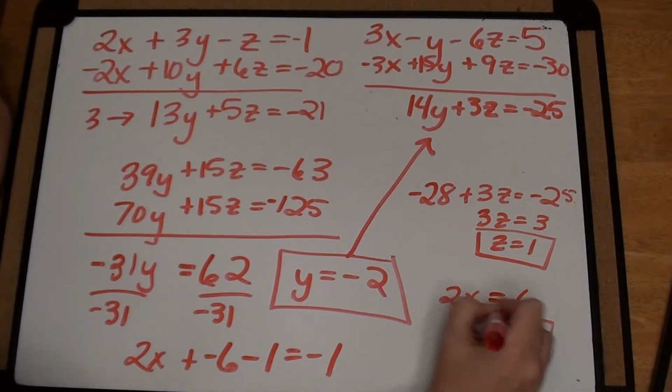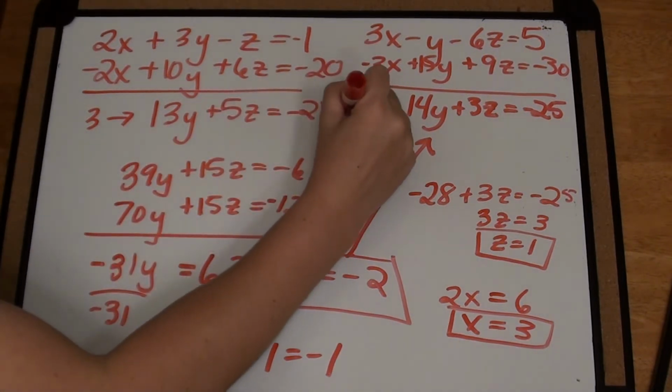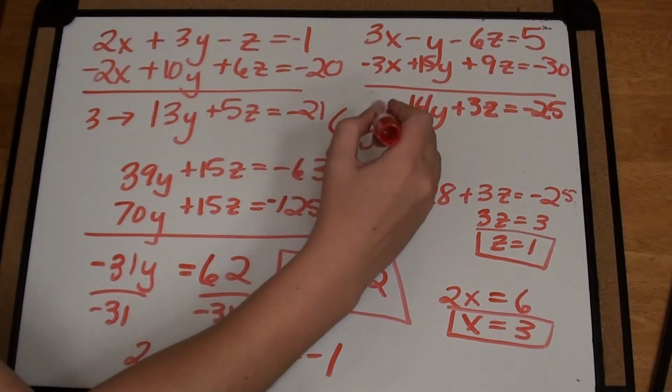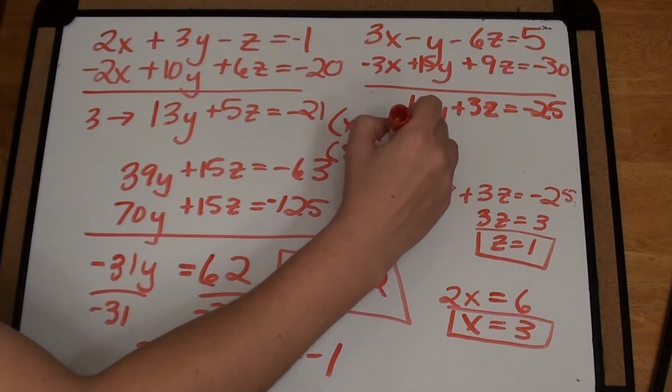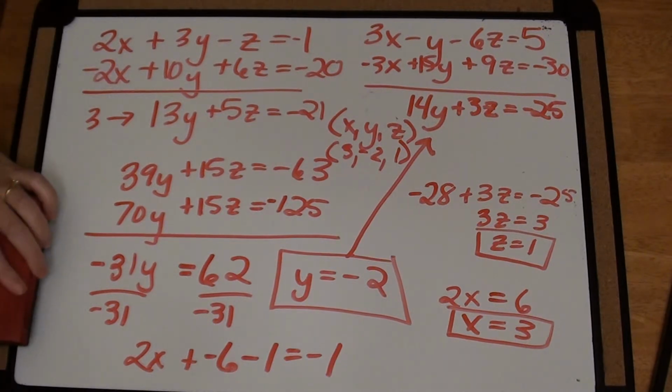Now when we write down our answer, we always write it down the same way. We always say x, comma, y, comma, z. So this would be 3, comma, negative 2, comma, 1. And that would be my answer. Although there's a big messy board, that's how you do it. You might need to watch that multiple times.